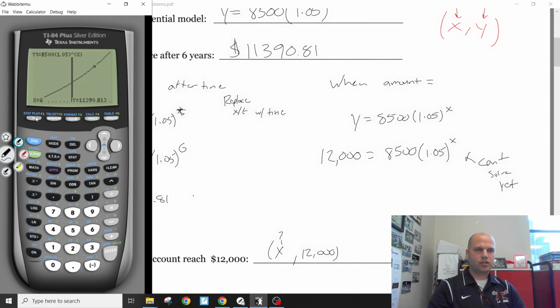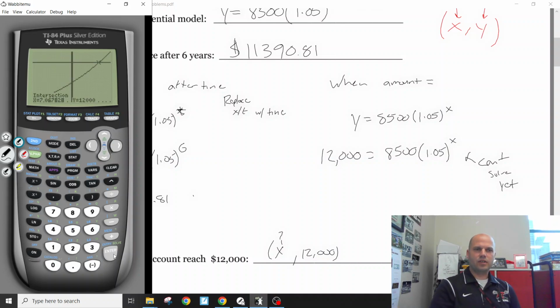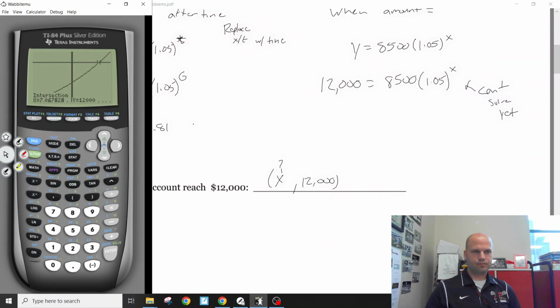Now, we learned last unit how to solve things graphically: you can put y equals the left side and y equals the right side, and you can find where they intersect. In your calculator, you'll have to go second calc intersect and find this intersection. And you can see x is 7.067. So that is the years to get that value.